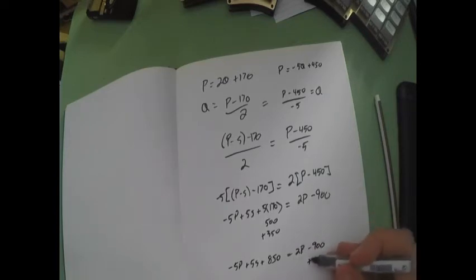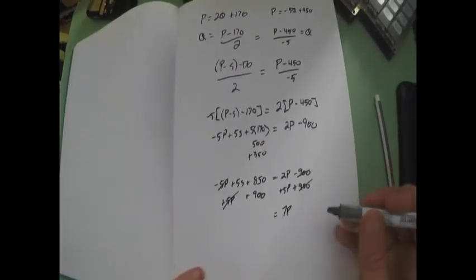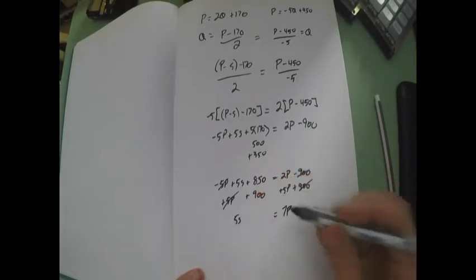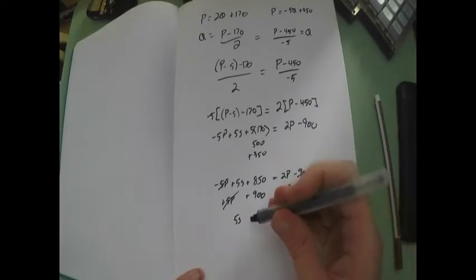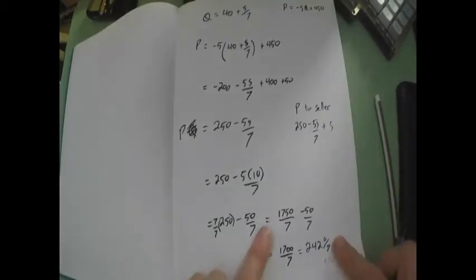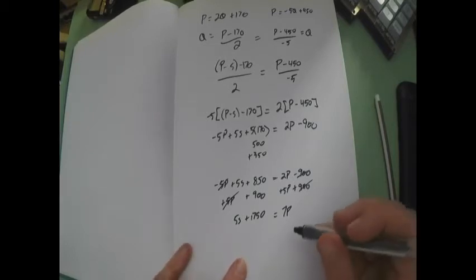So if we add 900 and we also add 5P, that gets rid of this, this gets rid of this, and we're left with 7P. Oh, sorry, I'm going off screen. 7P, we've got a 5S, and then we got 850 plus 900. That would be the same as 1800 minus 50, which is 1750. It feels familiar.